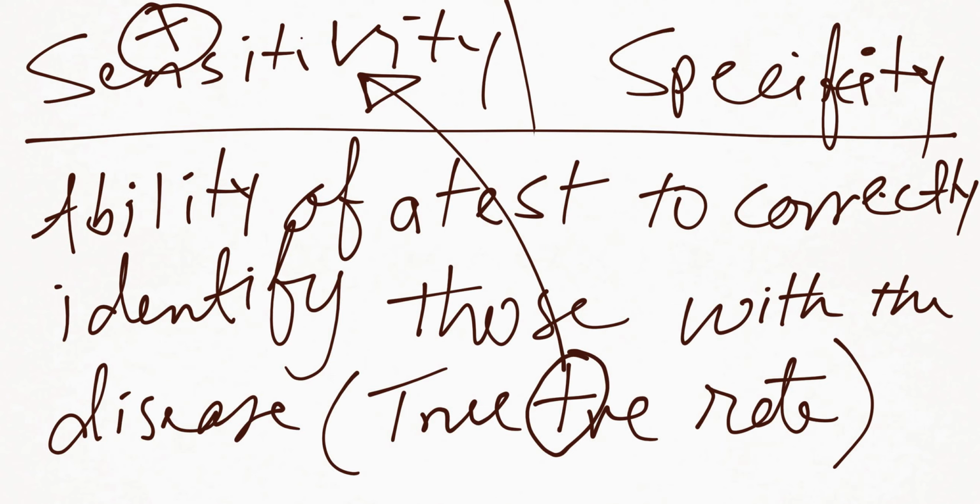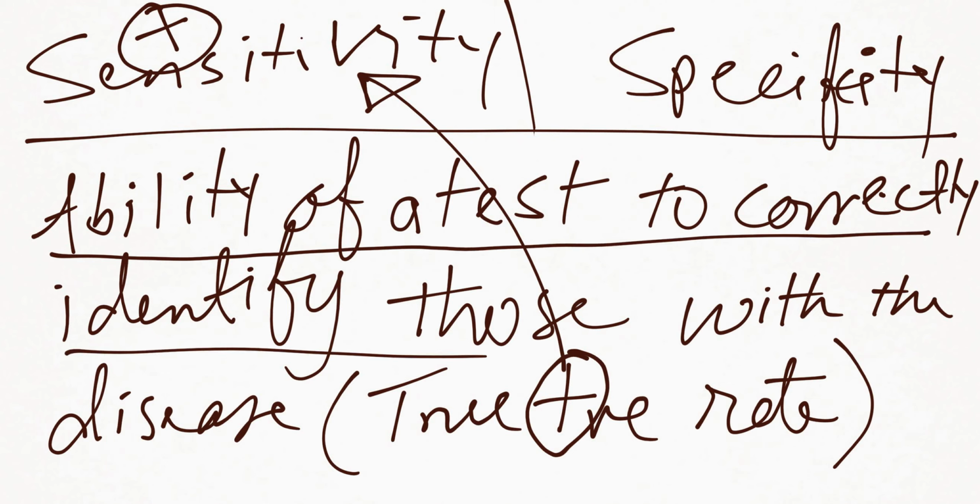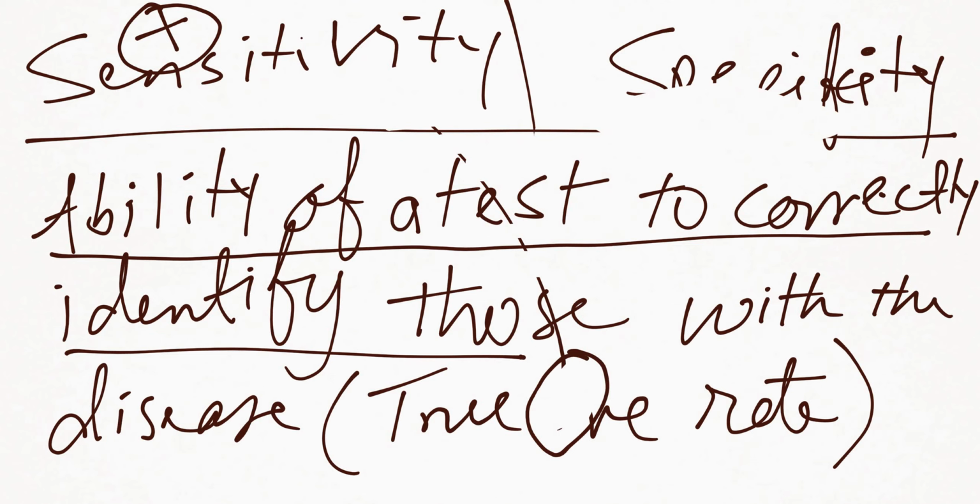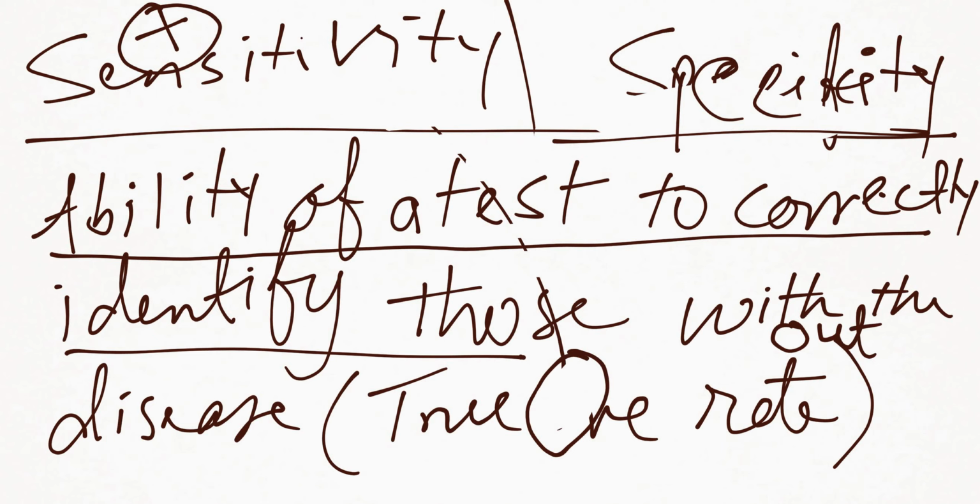So let us go now to the specificity. Specificity is the same paradigm, ability of a test to correctly identify those. Those here in this case, let's read this. So it is the ability, this specificity now, okay? We are talking about specificity here, and at this time the ability of a test to correctly identify those without the disease, and this is called true negative rate.